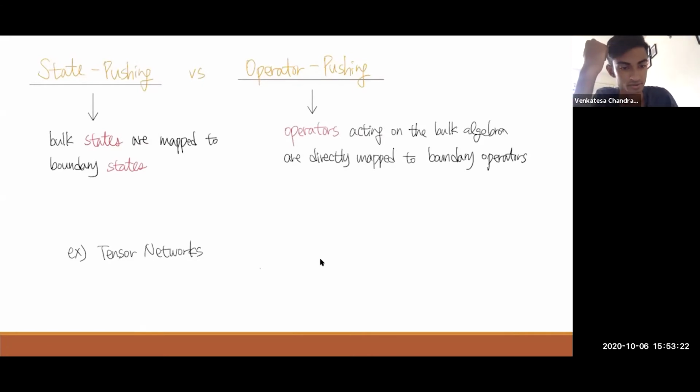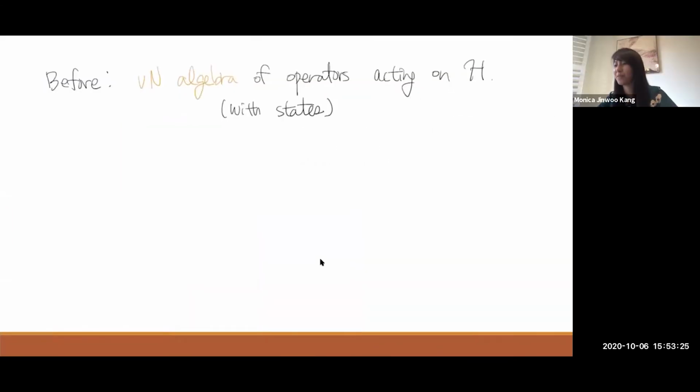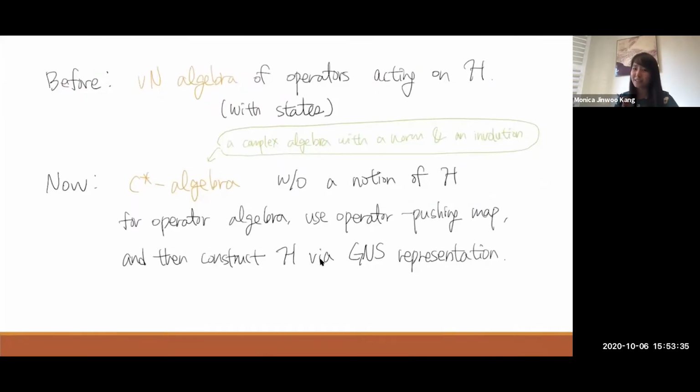Okay, thanks. So far, what we had in mind was a von Neumann algebra of operators acting on Hilbert space directly with states. But now I want to move into an object that's not requiring state dependence quite yet. By that, I mean we're going to use C-star algebra. It's nothing more than a complex algebra with an involution, without the notion of Hilbert space defined yet, at an operator algebraic level. Then we're going to use an operator pushing map, which is defined at the level of operators, and then construct the Hilbert space by using the GNS representation technique. And we're going to utilize the concept called KMS state to give rise to the ground state or vacuum of the quantum field theory or gravity.